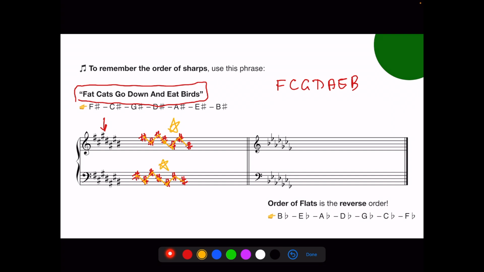Okay? And for the flat side of things, it's the reverse. So instead of fat cats go down and eat birds, F, C, G, D, A, E, B, this is the opposite. This is B, E, A, D, G, C, F. Okay? B, E, A, D, G, C, F. So if you follow what's written here, we're always going to start from B, E, A, D, G, C, F. Make sure that you really try to write very neatly, because if it's even slightly off, that means you're not writing correctly. Okay, so that's the order of flats.